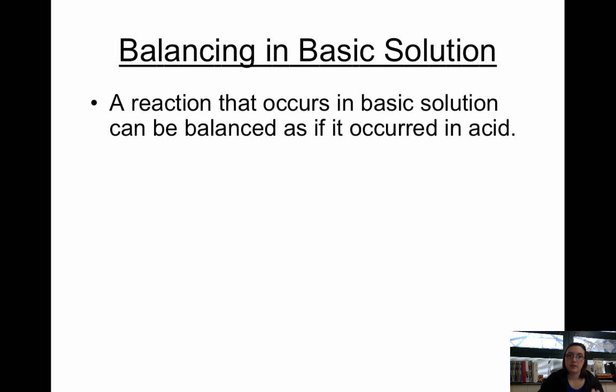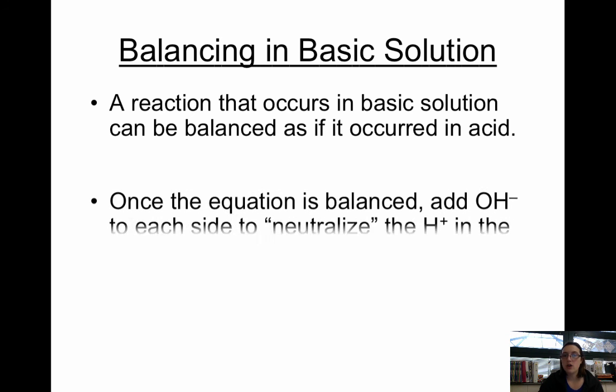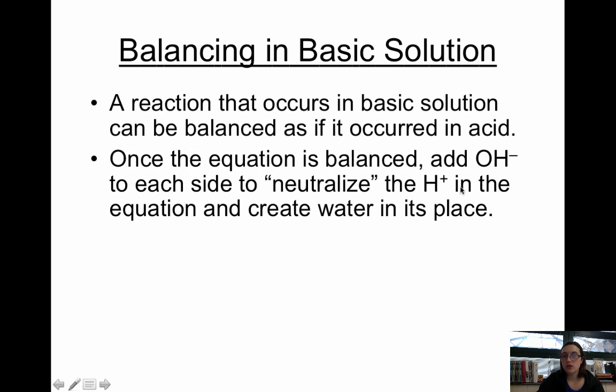So now the only thing that we have to look at is what happens if this is in basic solution. So if this reaction would have been in basic solution, all we need to do is neutralize the H plus that we added. That's the only difference. We're going to do everything else the same way. So start by balancing it just as if it occurred in acid.